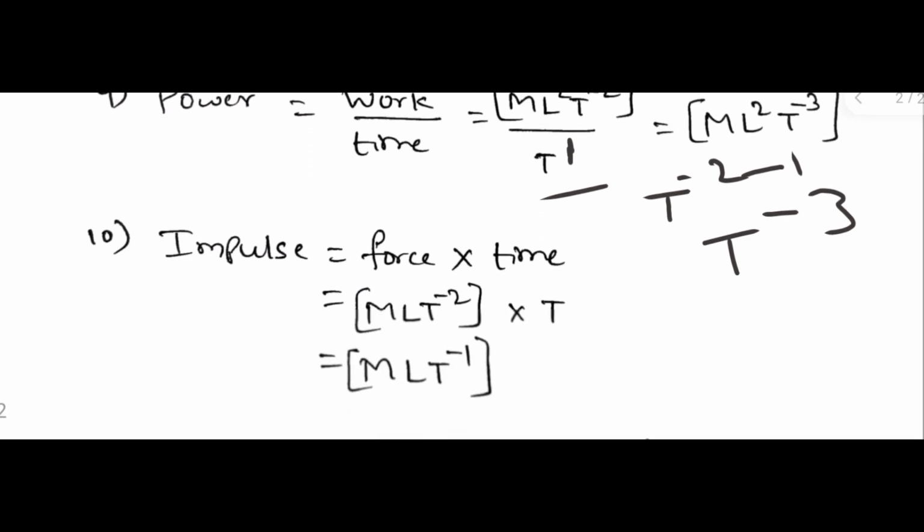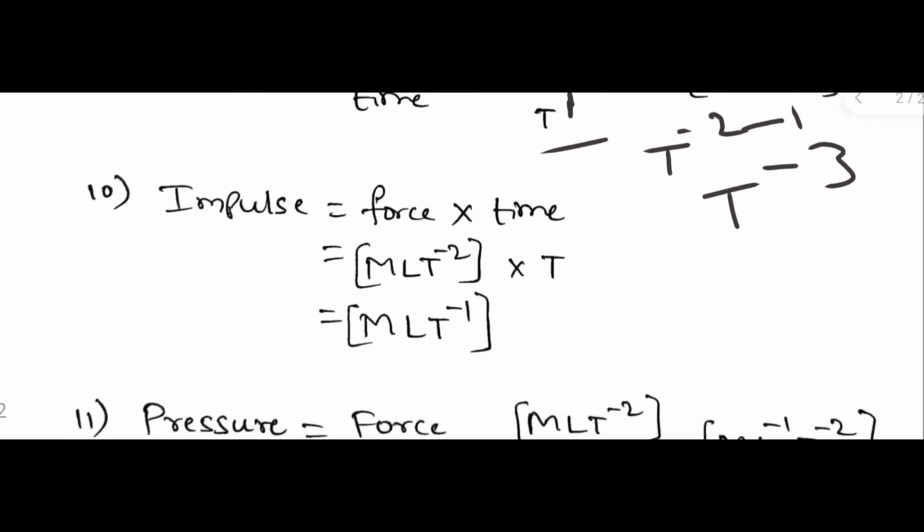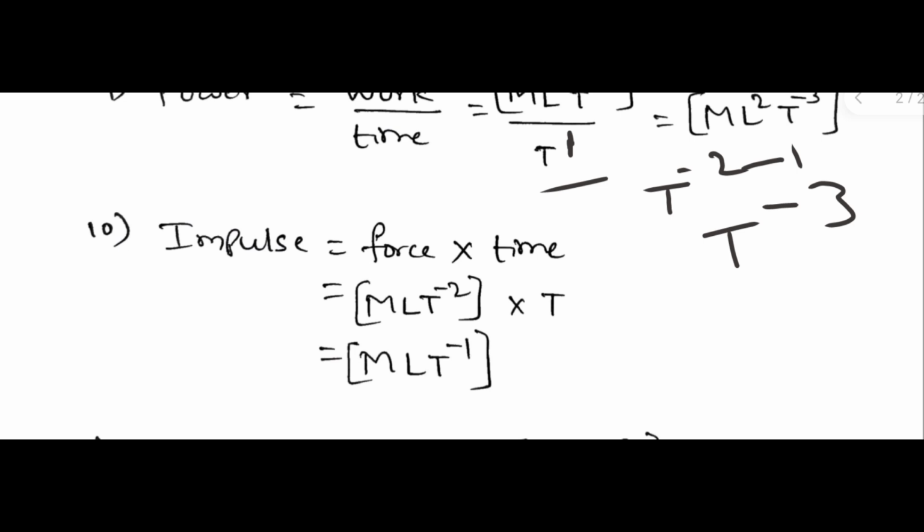Next one is impulse. Okay. Impulse means force acting on a body for a short interval of time. Okay, this is the concept, and the formula is force into time. Force dimension is there, I am directly using here M L T to the power minus 2 times T. Okay, and M L, already we have the T to the power minus 2, and one more T, plus 1, that becomes T to the power minus 1, so M L T to the power minus 1.